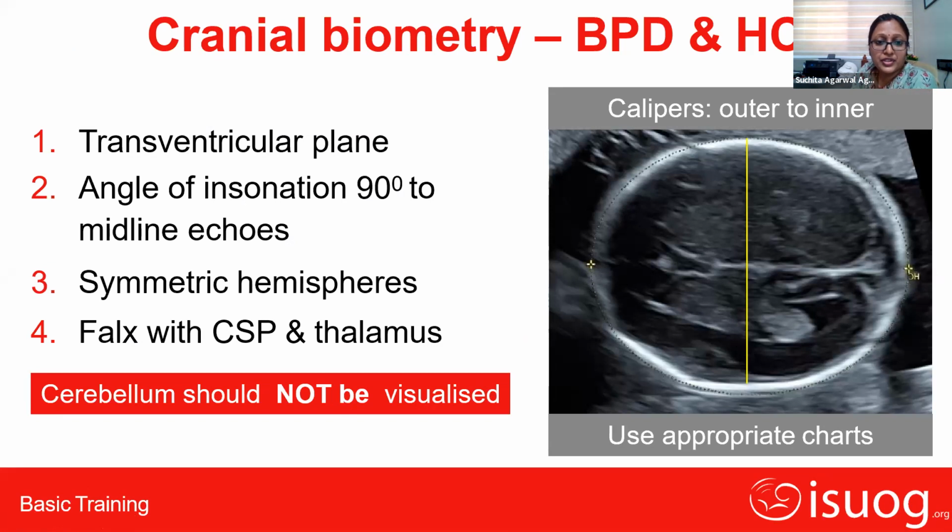The angle of insonation is 90 degrees to the midline echo. A symmetric hemisphere should be seen, and what has to be seen is the falx with the CSP and the thalamus, and the cerebellum should not be visualized. This is very important. The cerebellum should not be visualized. Otherwise, there will be an error in the measurement when taking the biometry.